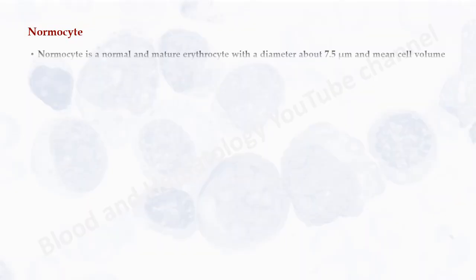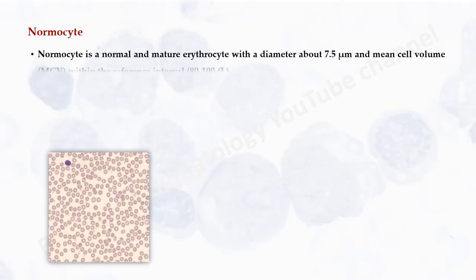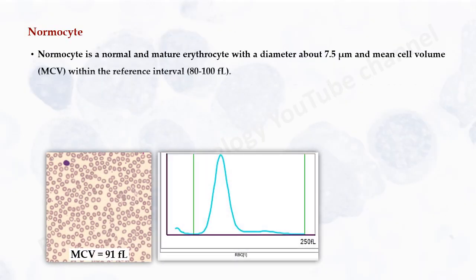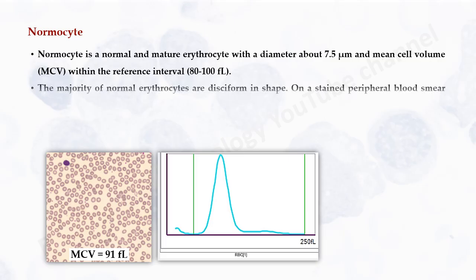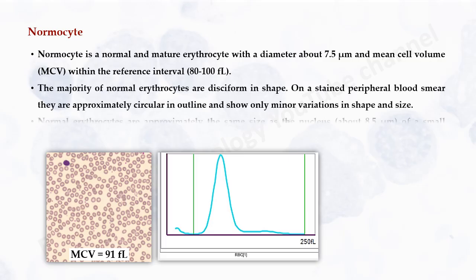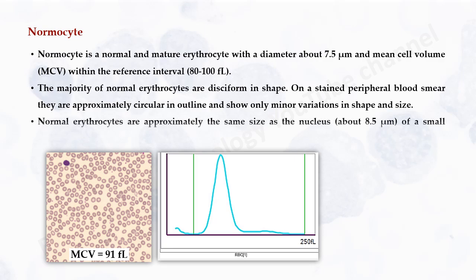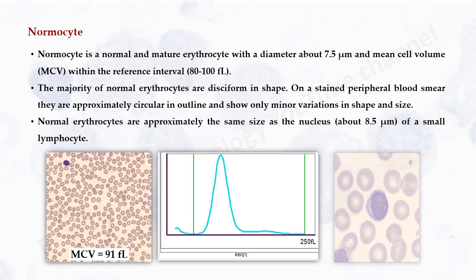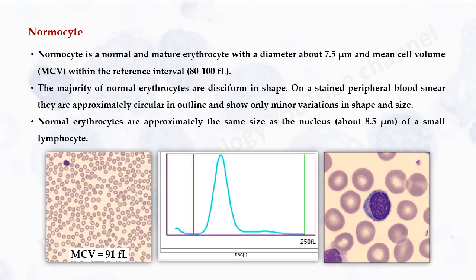Normocyte is a normal and mature erythrocyte with a diameter of about 7.5 micrometers and a mean cell volume within the reference interval of 80 to 100 femtoliters. The majority of normal erythrocytes are disciform in shape. On a stained peripheral blood smear, they are approximately circular in outline and show only minor variations in shape and size. Normal erythrocytes are approximately the same size as the nucleus of a small lymphocyte.